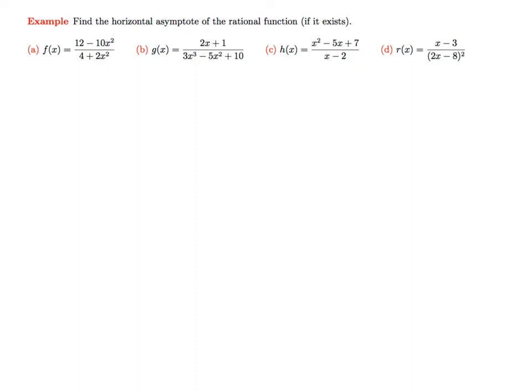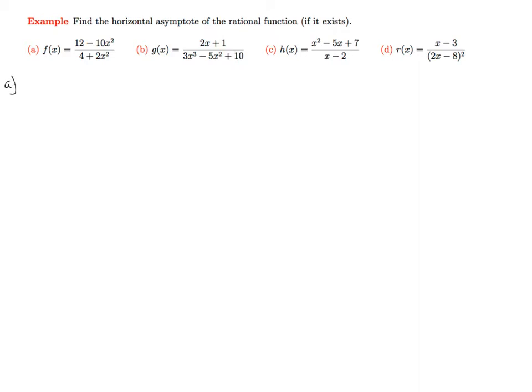In this example, we are asked to identify a horizontal asymptote of each of the rational functions in A, B, C, or D. So the horizontal asymptote tells us what happens to the output as the input goes off to plus or minus infinity. So that's the end behavior of the rational function. And recall that this is determined by comparing the leading term of the numerator and the denominator of the rational function.